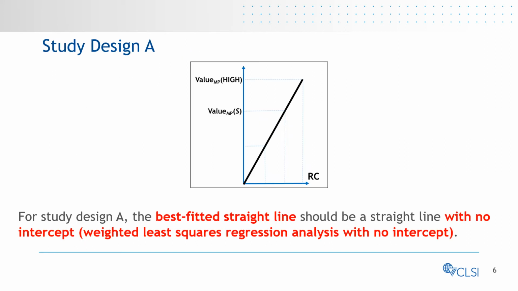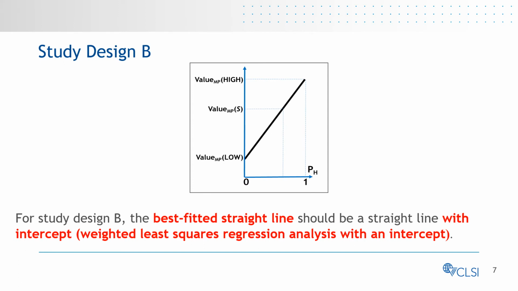For study design A that includes a blank sample, a straight line is fit through the data that goes through zero. In other words, it has no intercept. For study design B, the straight line has an intercept, since the lowest sample is not a blank sample.